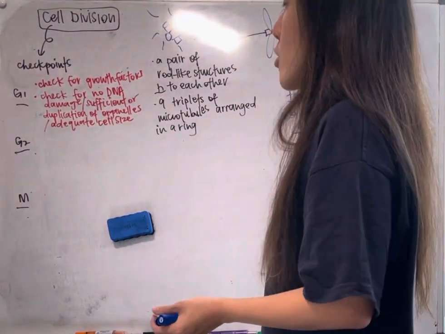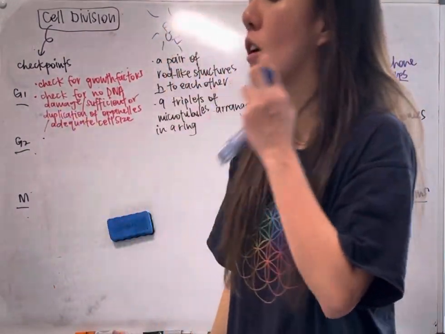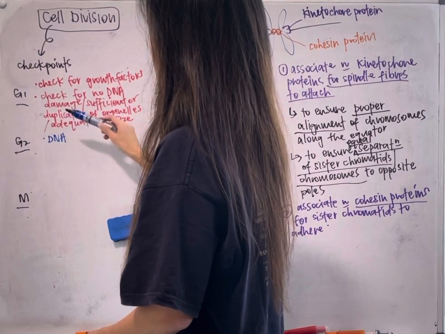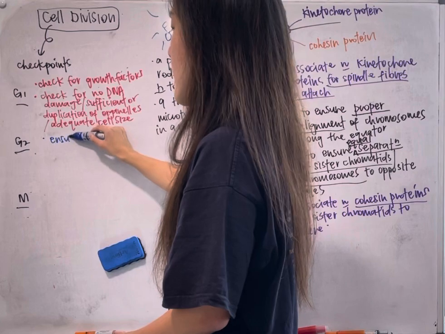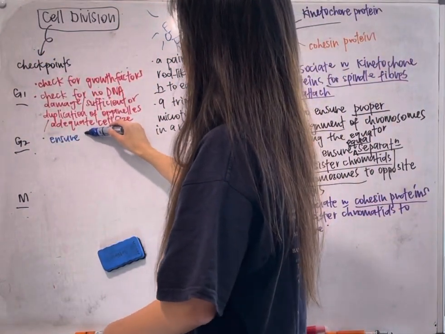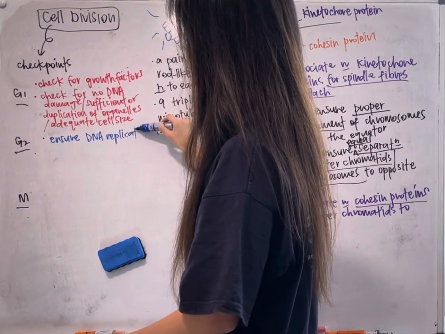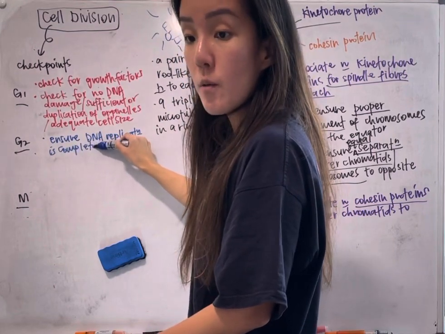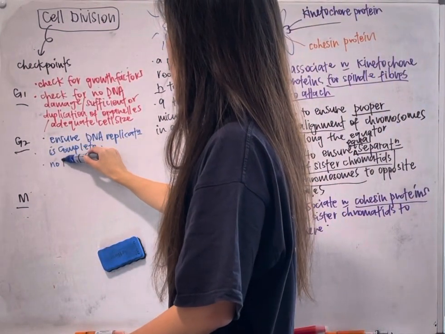Understand? Now, your G2 is for what purpose? It's right after your S phase. So obviously we know it's to ensure DNA replication is complete. I'm just writing in case they test it in an essay, so please know the purpose. So, ensure DNA replication is complete. What else are we ensuring? No DNA damage as well.